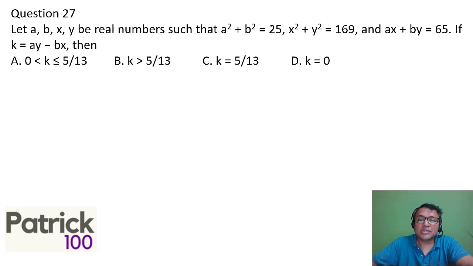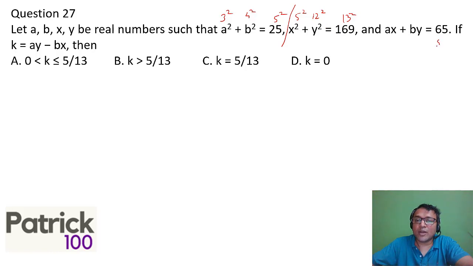So when you say a square plus b square is 25, you know 25 is 5 square. Now I can first think of the Pythagoras theorem, 3, 4, 5. So I can think of 3 square and 4 square. That's the first thing I'll think of. Same way, 169 is 13 square. I can first think of 5 square and 12 square. 5, 12, 13 is a triplet.